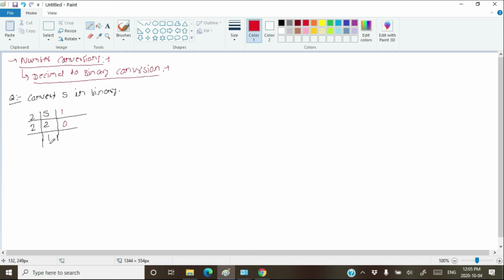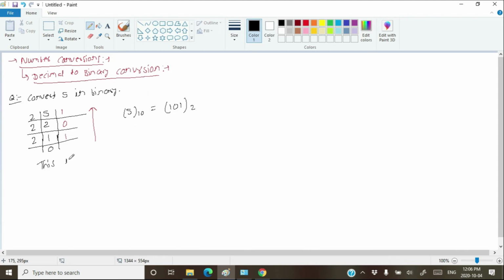After that again you divide 1 by 2. If you divide 1 by 2, then you will get 0 as the quotient and 1 as the remainder. So you take the remainders from bottom to top, and that will be the binary of your number. That means 5 in decimal is equal to 101 in binary. So hopefully you are getting my points.